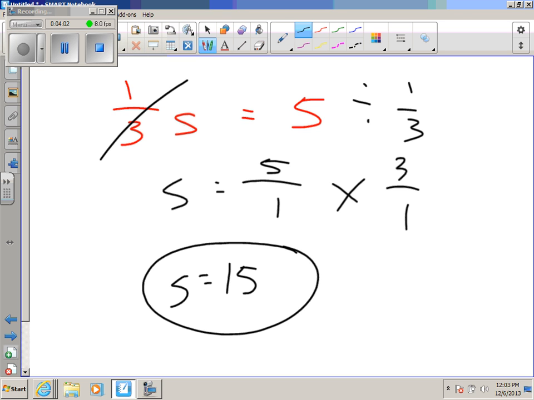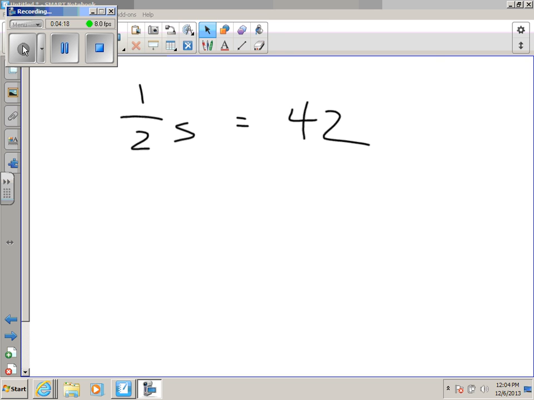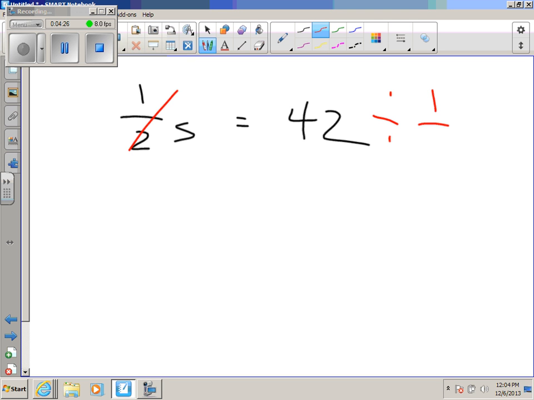Okay. So let's take a look at another one. And you're going to try. 1/2 s equals 42. Sophia, what's happening to s? The opposite of multiplying by half? Divide by half. And if you write that right away, then you're just solving this problem right here. So 42 over 1 times the reciprocal, 2 over 1, s equals 84.